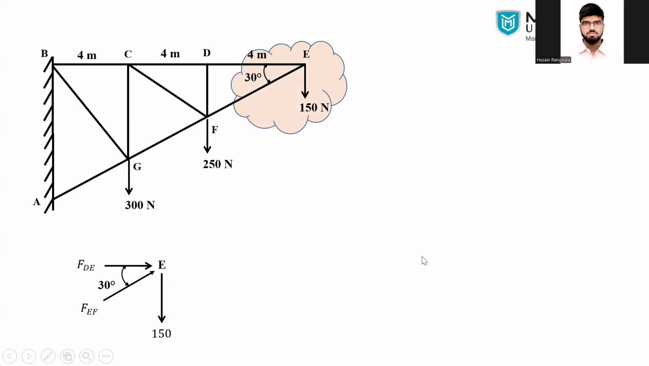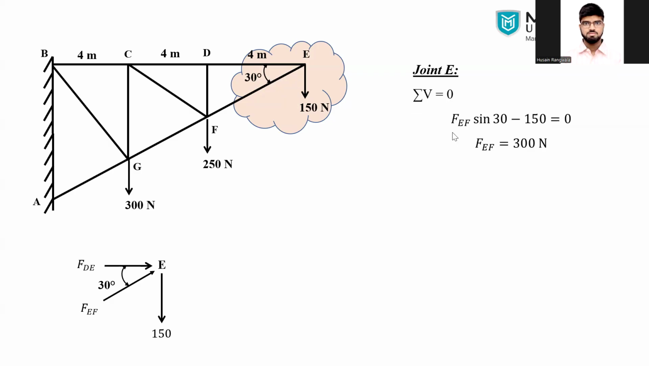The indication of a minus answer is that whatever we have assumed in the free body diagram is not correct, and we have to change that direction. So as of now, I have assumed both the unknown forces are compression. Let me start with our first equilibrium condition at the joint E, and I will apply summation of the vertical forces equal to 0.